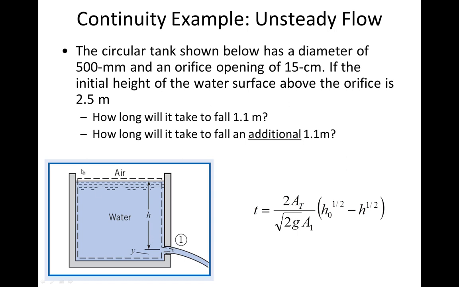The initial height of the water surface is 2.5 meters above the center of the orifice opening, and we want to find out how long it will take to fall 1.1 meters. And then the second part of this example that we're going to solve is how long does it take to fall an additional 1.1 meters.